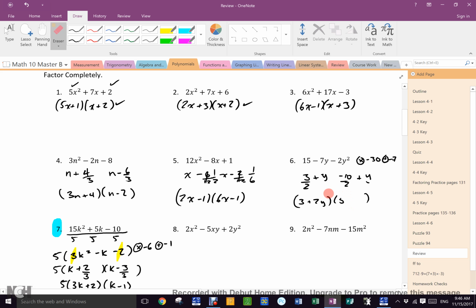So it must have been negative 2y and positive y. Now, does that one work? 5 and 3 works. The ends work. 3y minus 10y. There we go. That's the correct one. Required you to check a lot. Is there something else you could have done here?